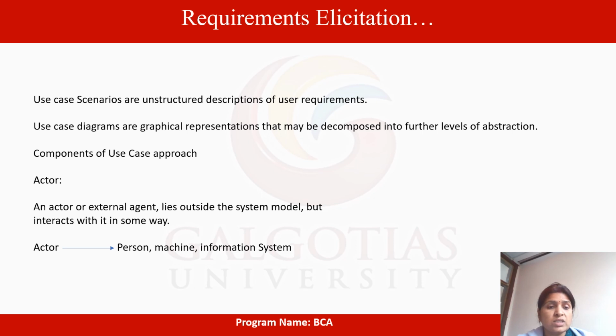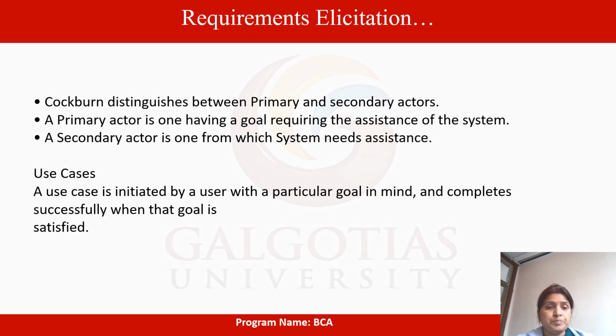Components of use case are actor. Right now I have told you that you have an actor in it. An actor is an external agent. It can be a person, it can be a machine, it can be information, it can be a server which is interacting with the system. So an actor or external agent lies outside the system model but interacts with it in some way. Like I have given, it is a person, machine and information system.